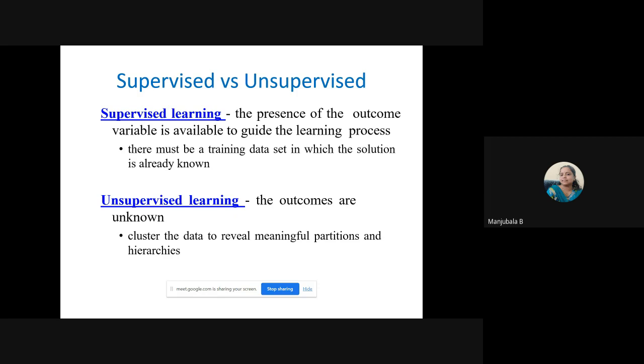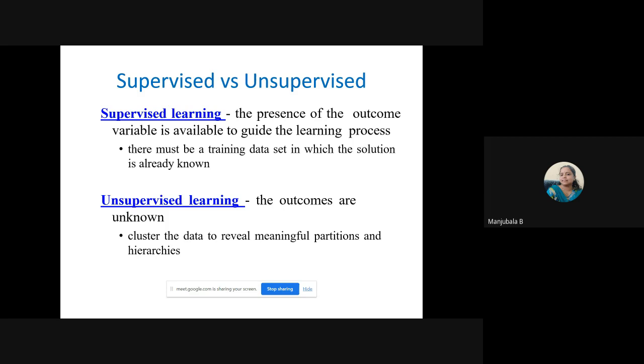As the FDP is for artificial intelligence for engineers, you may have gone through different sessions on machine learning models also. Generally, learning happens in two cases: supervised learning and unsupervised learning. In supervised learning, we have labeled data, so the presence of the outcome variable is available to guide the learning process.